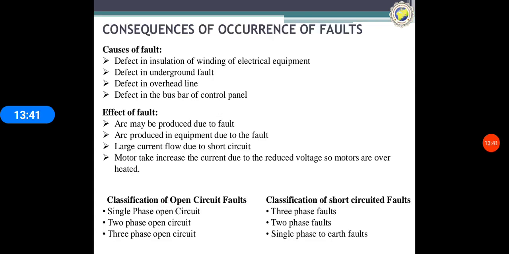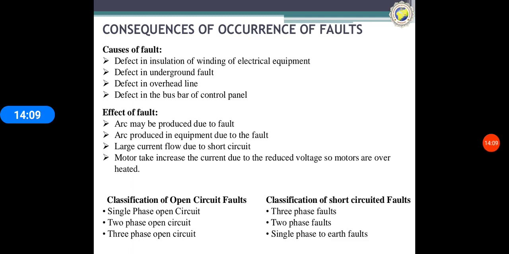So the next one is the causes of fault. We can know there are physical abnormalities and the fault. So now, which are the causes of faults occurring in a power system? First one is defect in insulation of the winding of electrical equipment.